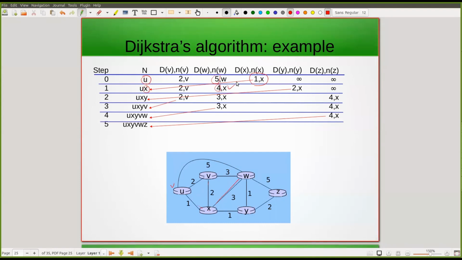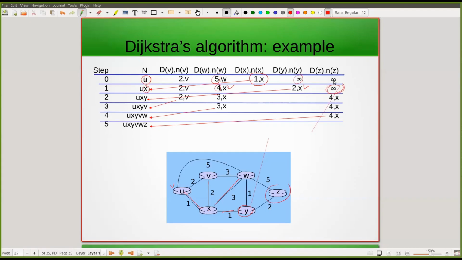Then, what is the cost of going to Y? Initially U does not know the cost of going to Y, so it is infinity. Now via X, the cost of going to Y is 1 plus 1, which is 2 via X. And the cost of going to Z it does not know at this point in time. It is not that it does not know, but it is not able to calculate, because it has not added the node yet, so that is infinite.